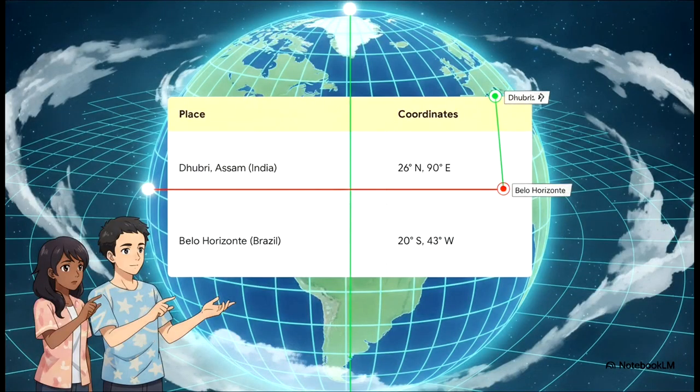And this is how it all works in the real world. That grid of intersecting lines gives every single spot on the planet its own unique address. A place like Dhubri in India is at 26 degrees north, 90 degrees east. That's its address. And there is nowhere else on Earth that has that exact same combination. It is totally unique.